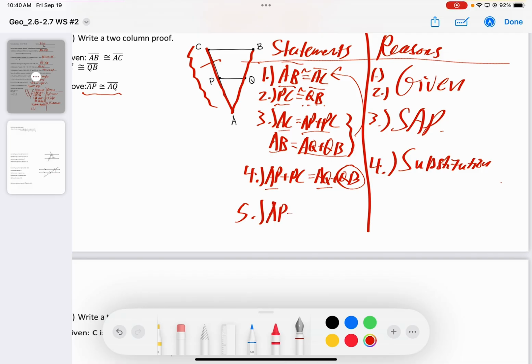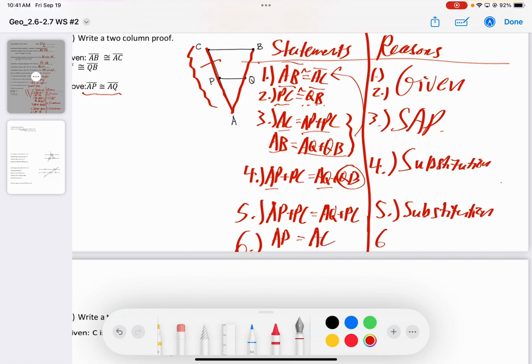Either way, AP plus PC equals AQ plus, since PC and QB are the same thing, I'm going to write PC again. That's also going to be what? Substitution. And then, what do I have on both sides? A PC that I can get rid of. So then I can say that AP is equal to AQ, which is what I wanted to prove. Now, what reason would that be? Subtraction property.